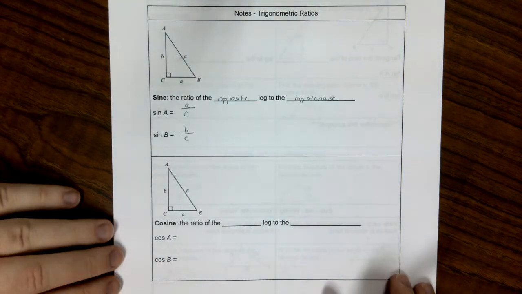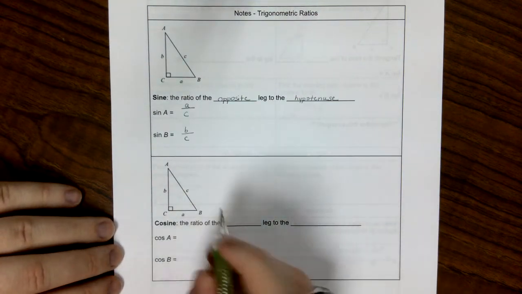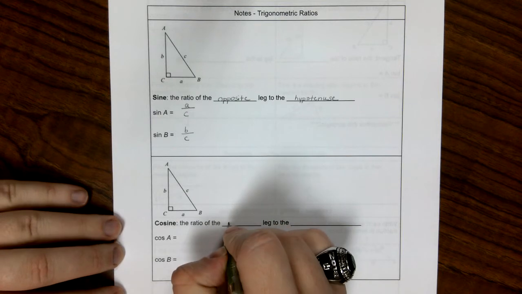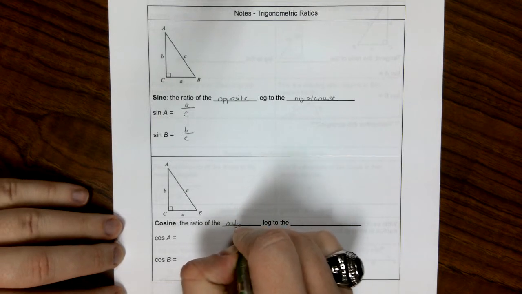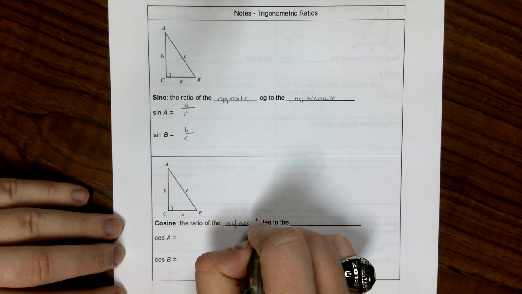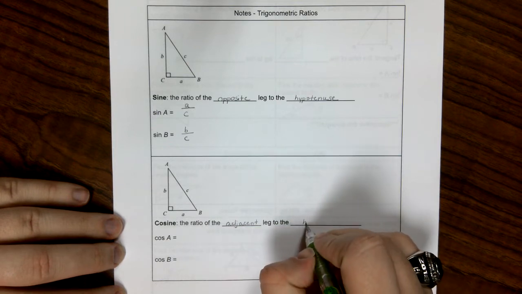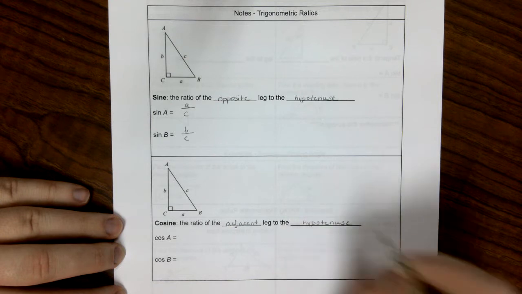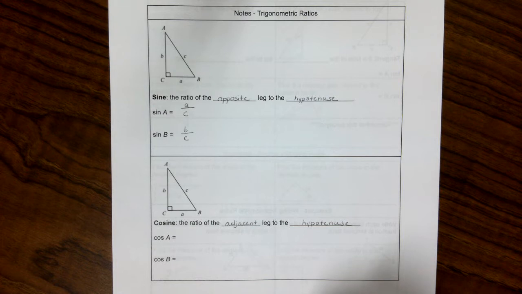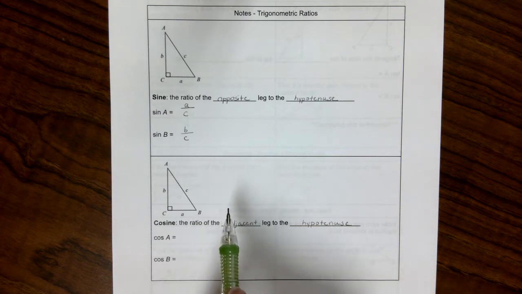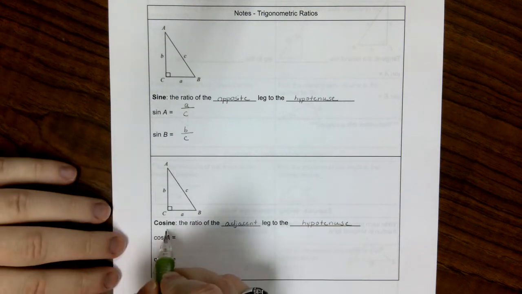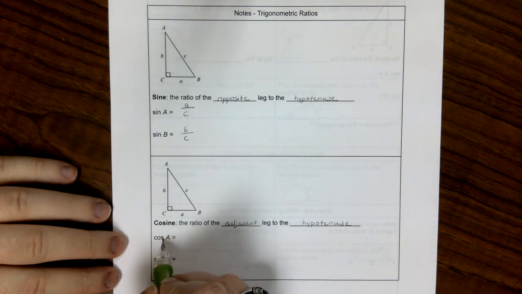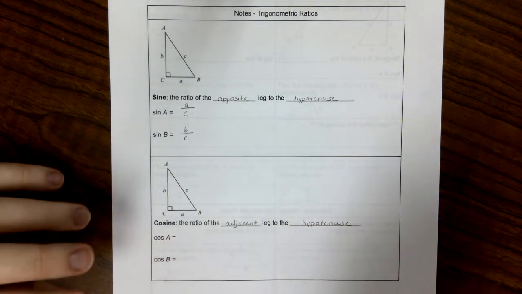All right? Cosine is sine's best friend. It's the ratio of the adjacent leg to the hypotenuse. And adjacent is just a fancy word for next to. So the side that is next to the angle, okay? So when we use cosine, we abbreviate it COS, but we still call it cosine. Do not call it cos.